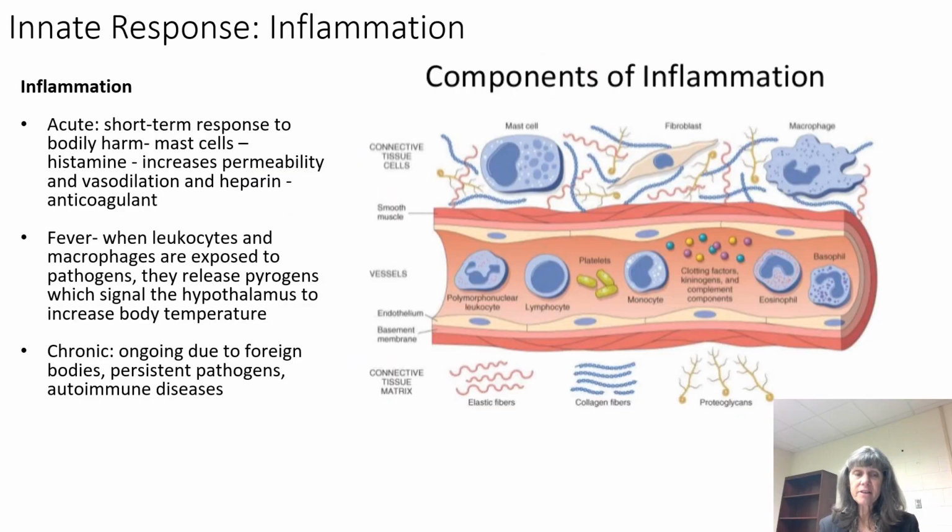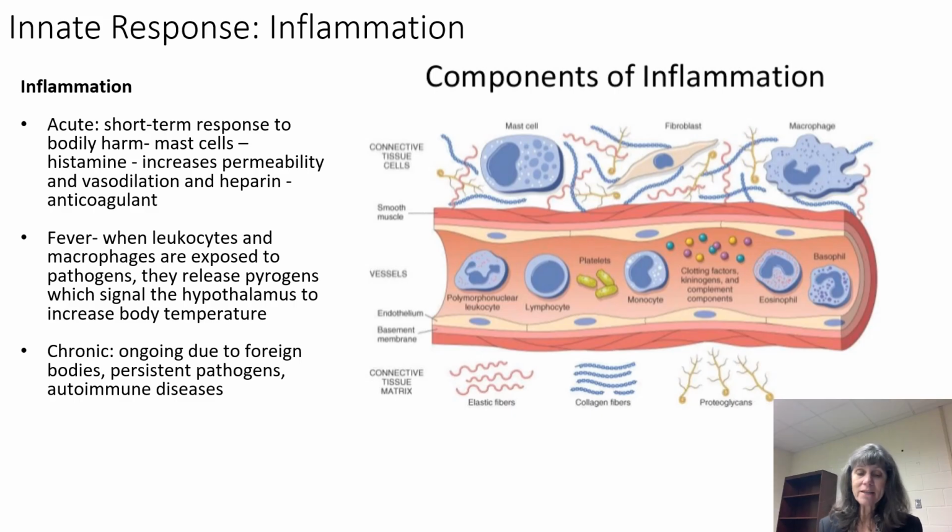The next part of the innate response that we're going to discuss is inflammation. Now, we learned in A&P1 that areolar connective tissue, which surrounds blood vessels, surrounds lymphatic vessels, and underlies epithelial tissue, not only has fibroblasts that make collagen fibers and reticular fibers and elastic fibers, there are also found within areolar connective tissue other cells called mast cells, as well as macrophages.